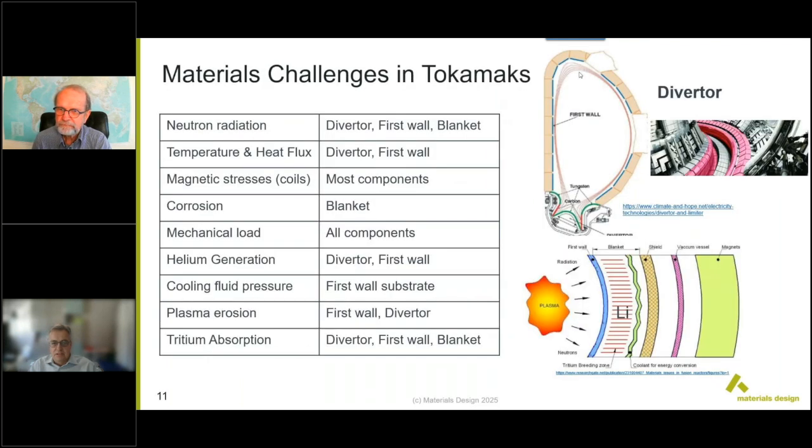So going into a bit more detail on the materials challenges, I already talked about neutron radiation. So actually, let me start on the right. This is a cross-section of a typical tokamak. You have the first wall as the plasma facing material. Quite important at the bottom is something called the divertor, which is where the gases that ultimately come out of the fusion reaction are extracted, and that needs to withstand particularly high radiation and also temperatures and heat flux. Beyond the first wall, you have a lithium breeder blanket.